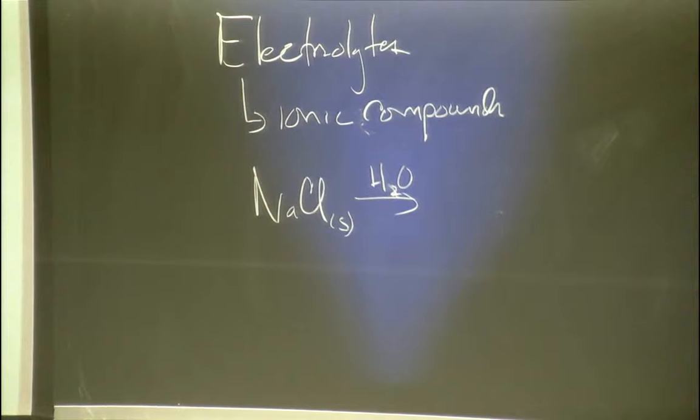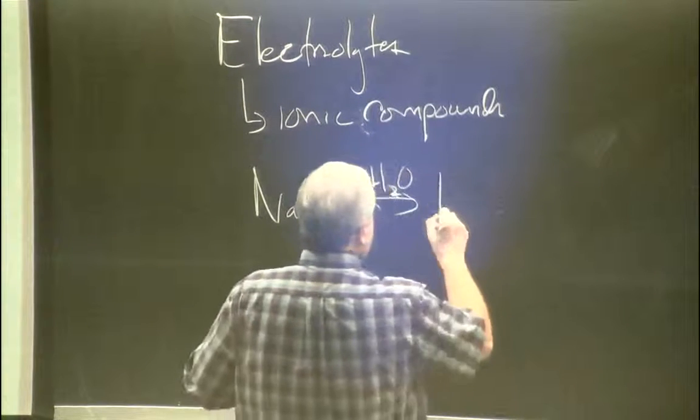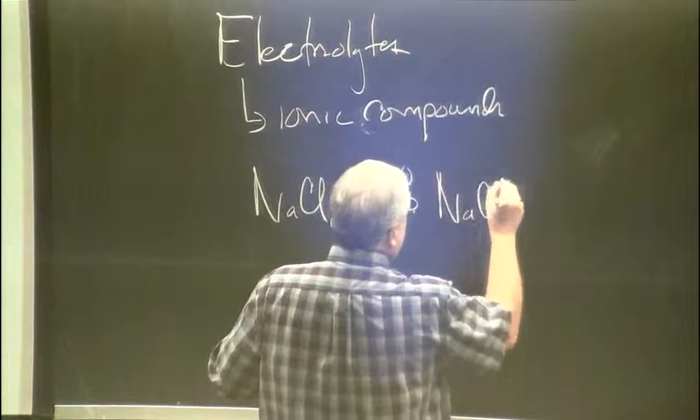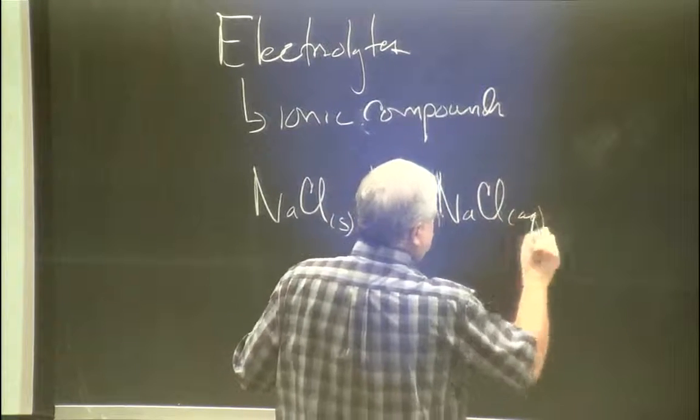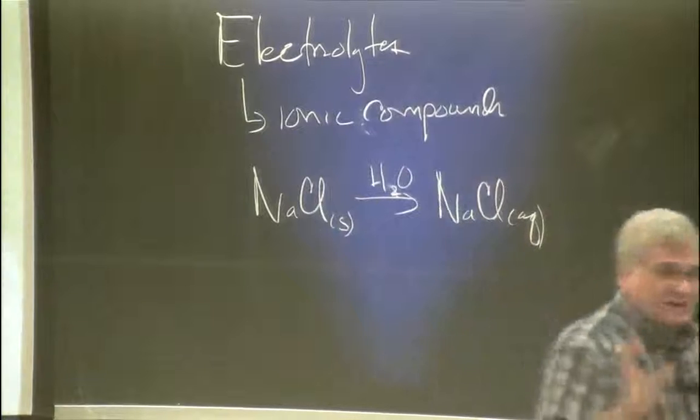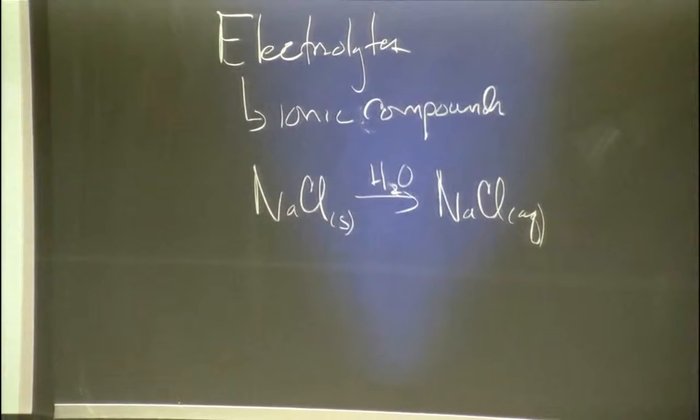All right, so right now I'm just putting down water as a way to signify that we're taking the sodium chloride and dumping it into a beaker of water. And now we have sodium chloride aqueous. It's an ionic compound. It's aqueous, so that means it's dissociated and dissolved.